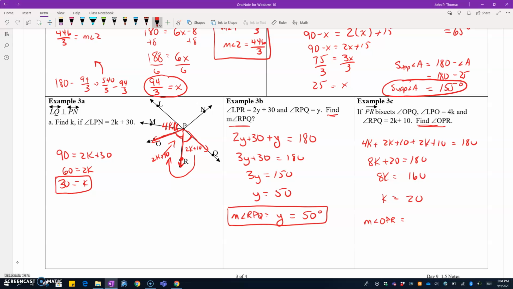So OPR is, let's see here, we had a label of 2k plus 10. And we plug our 20 in, so we get 2 times 20 plus 10. And that 10's not very easy to see, sorry. 2 times 20 is 40. 40 plus 10 is 50. So we are looking at 50 degrees for the measure of angle OPR.